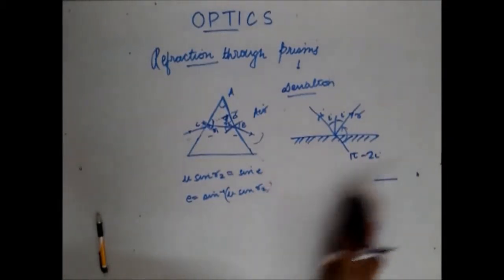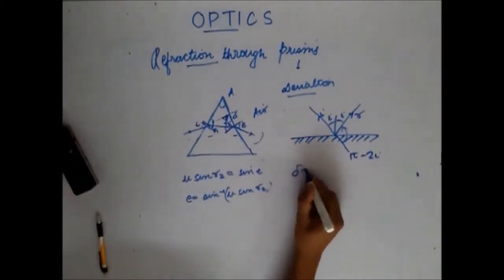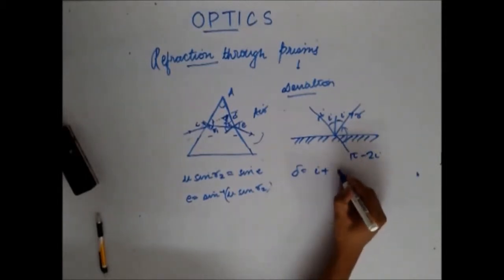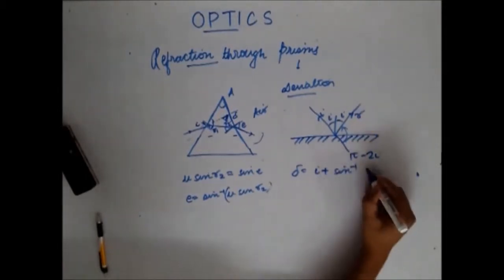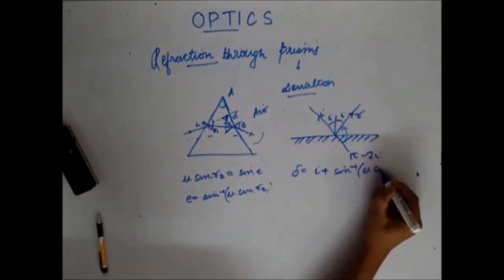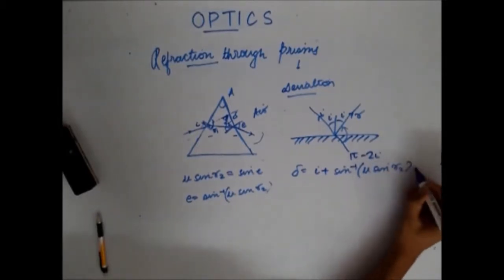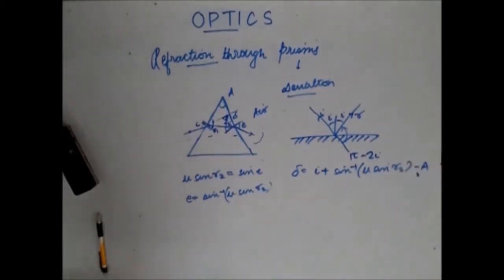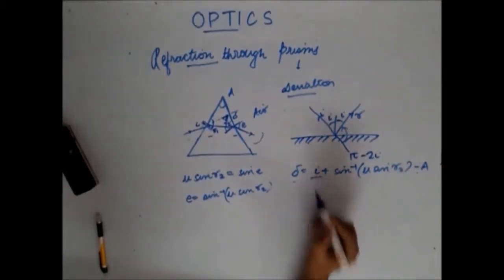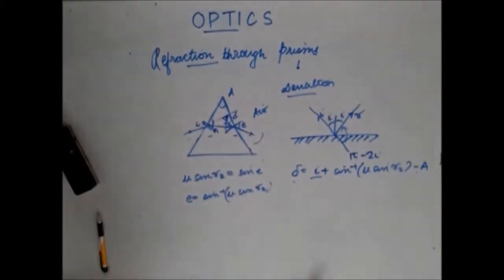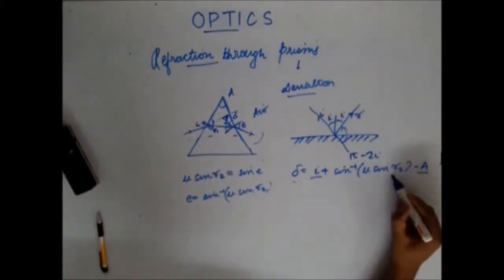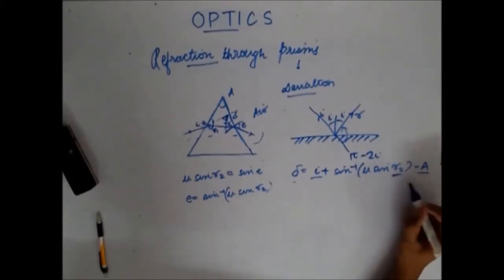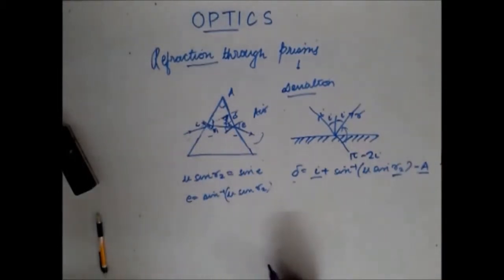So I know that delta is equal to I plus E minus A, and I'll write E as sine inverse of mu sine R2 minus A, right? Okay, now in this equation I know I, because the angle of incidence is given. I know the angle of prism, but I don't know R2. So I need to replace R2 in terms of angle I or angle R1.